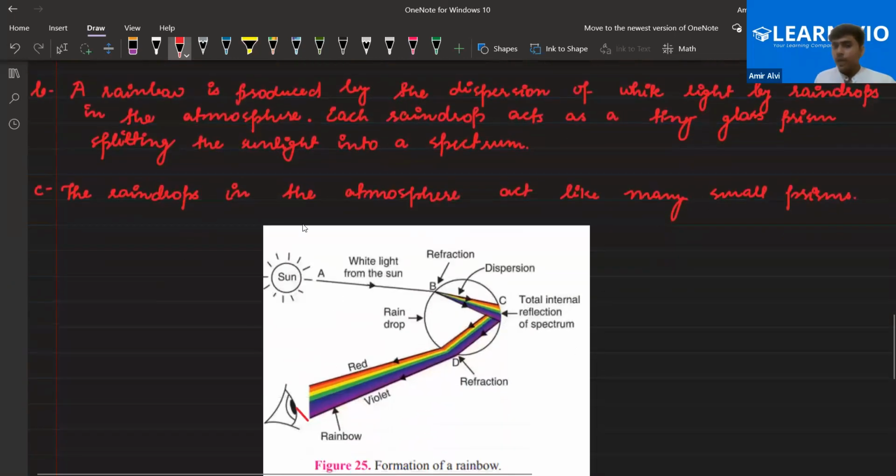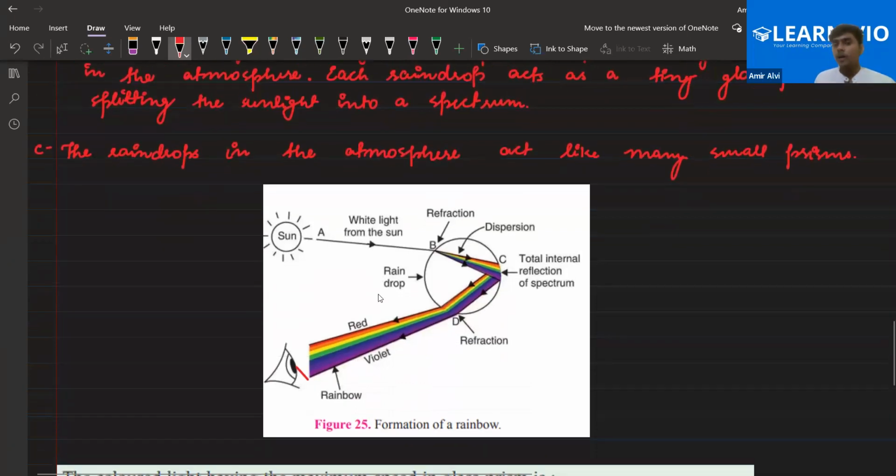So this is the figure that you should draw if the question comes. And if this is a 5 marker or 3 marker, I don't think it will take more than 2 minutes to draw. Am I right or not? You just have to draw a circle and lines. So that will make an impression on the teacher as well.